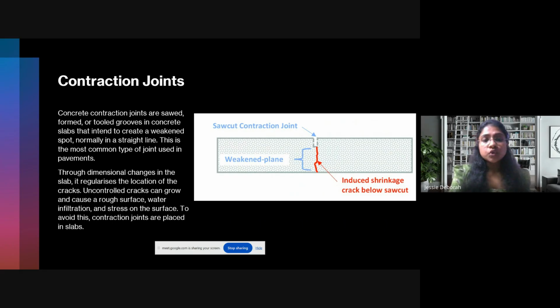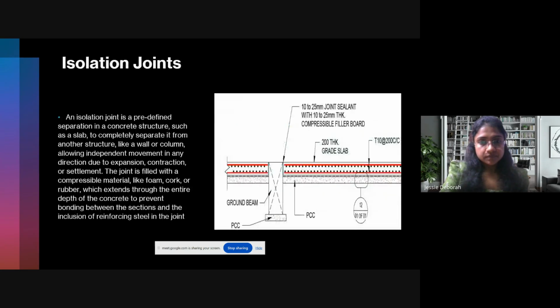Okay, so through dimensional changes in the slab, we will regularize the location of the crack, and uncontrolled cracks can actually grow and cause problems. So that is why we place this joint at every properly designed location, so that we know there is a crack going to be there. We will seal it also. We will give that saw contraction joint there and we will seal it. Okay, right. So now coming to isolation joint.